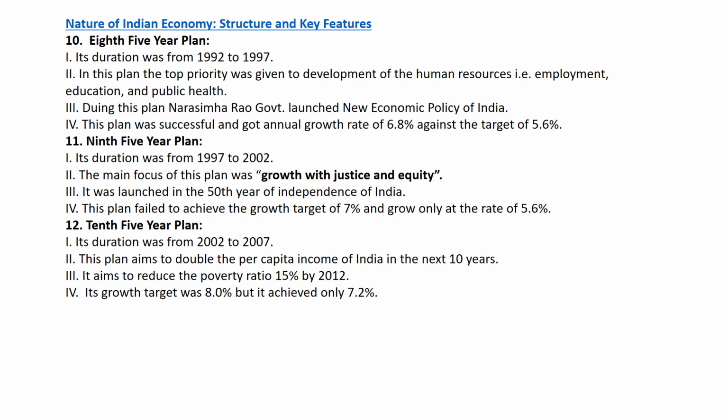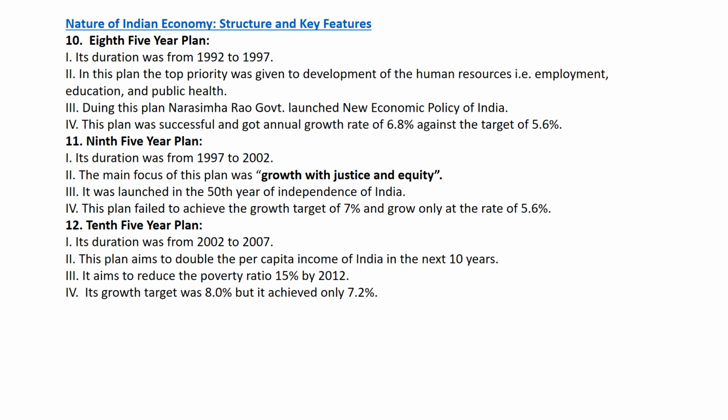Now let's discuss the 9th 5-year plan. Its duration was from 1997 to 2002. The main focus of this plan was growth with justice and equity. It was launched in the 50th year of independence of India. This plan failed to achieve the growth target of 7%, and growth rate was only at the rate of 5.6%.